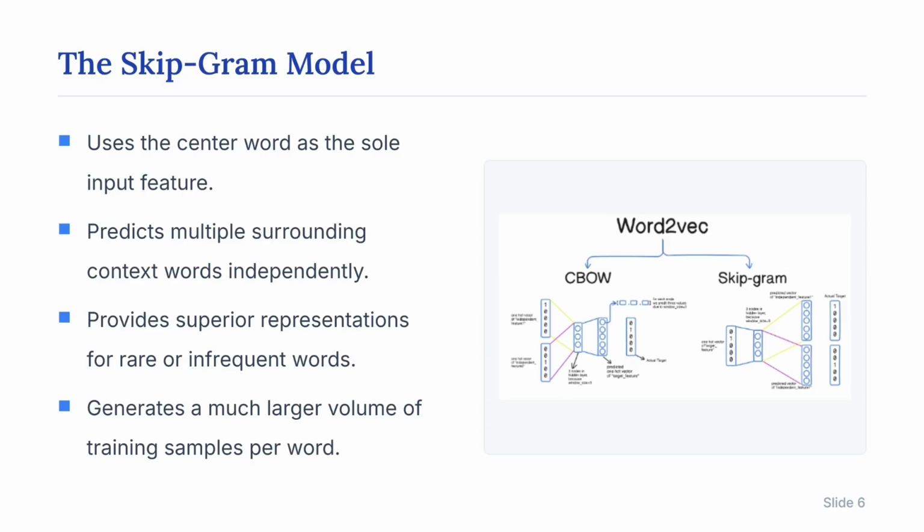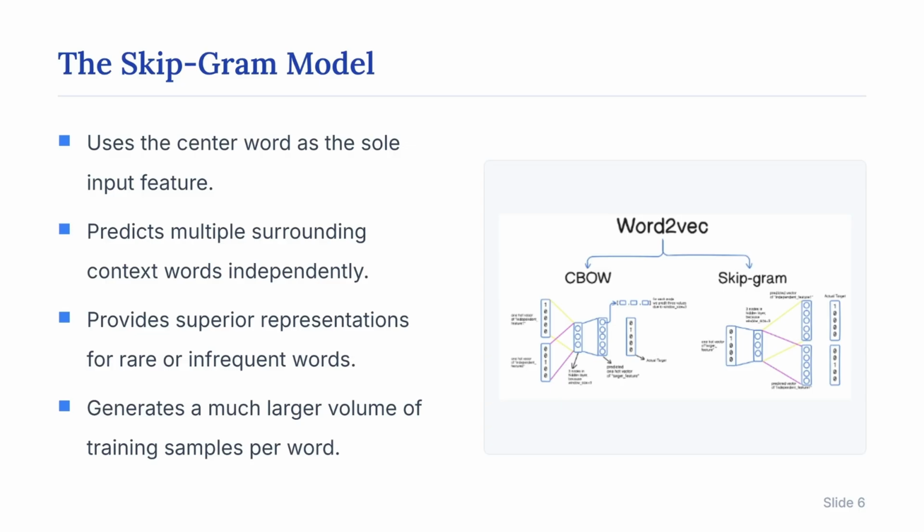Skipgram generally produces better embeddings, especially for rare and less frequent words, and it captures fine-grained relationships better because it learns from individual word-context pairs and preserves more detailed information. But this comes at a cost. Since we generate multiple predictions per word, the computational cost is higher compared to CBOW. In practice, skipgram with negative sampling became one of the most popular choices because it balances quality and efficiency well.